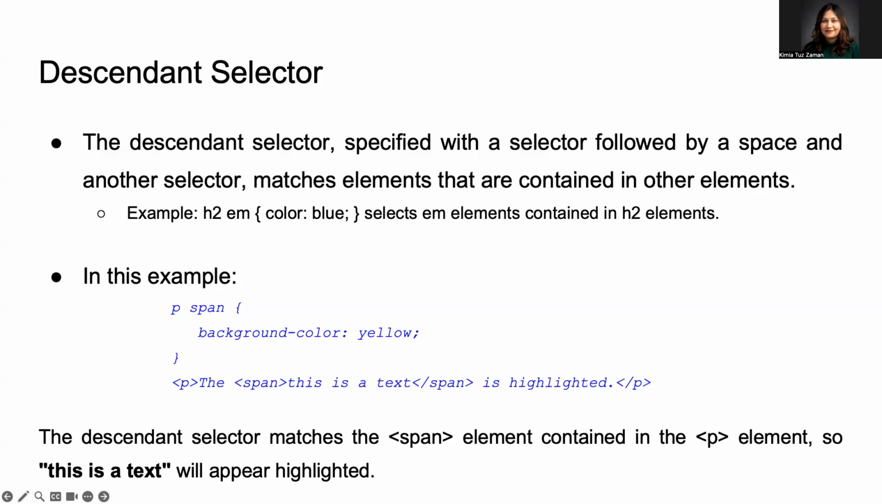So think of it this way. We are saying find a paragraph first and then style the span that lives inside the paragraph. So let me give you a quick check. If I wrote div p, what would that mean? It would select all paragraph elements that are inside a div element. So that's how descendant selectors help us apply styles in a very specific context rather than style everything on the same page.